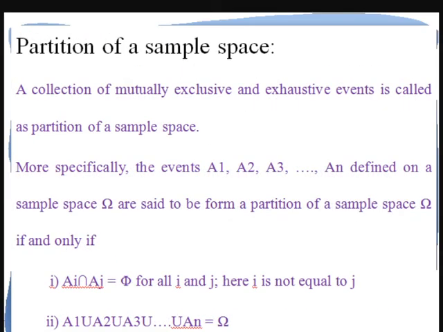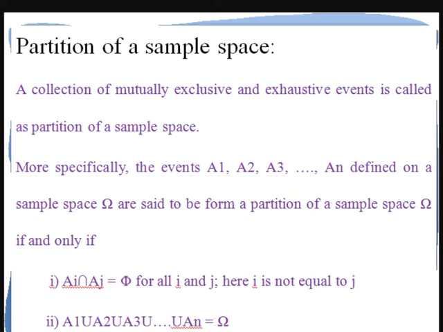Now we see the concept of partition of a sample space. Definition of partition of sample space: a collection of mutually exclusive and exhaustive events is called a partition of sample space. More specifically, suppose we have n events A1, A2, ..., An defined on the sample space omega, and these events are said to form a partition of sample space omega if and only if Ai intersection Aj is equal to phi for all i and j, where i is not equal to j.